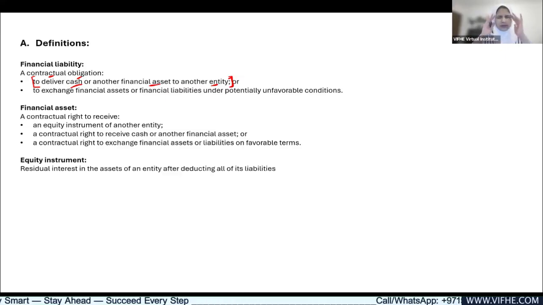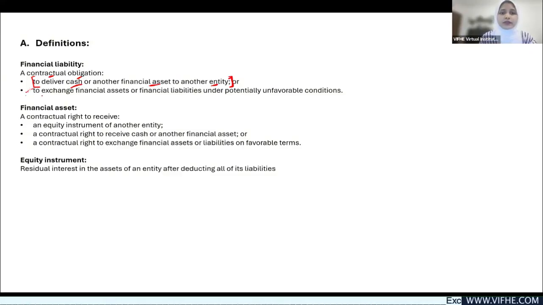Okay. So just remember, if I have to shrink it, obligation to deliver, and I will not miss the contractual word: contractual obligation to deliver cash or another financial asset. Just this much. A shrink version. Okay. The second point is to exchange financial assets or financial liabilities under potentially unfavorable conditions. So yes, this is also financial liability, but for once, I will not put pressure on remembering this. If you can't remember a lot, it's okay to not remember the second point. But the first point is very crucial.